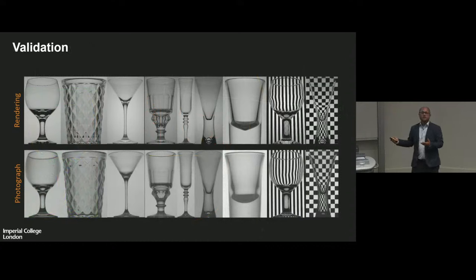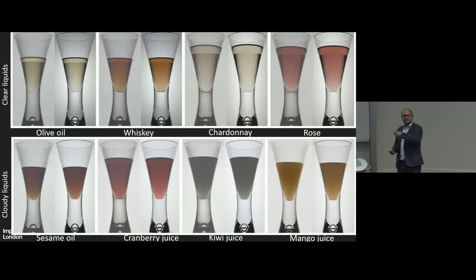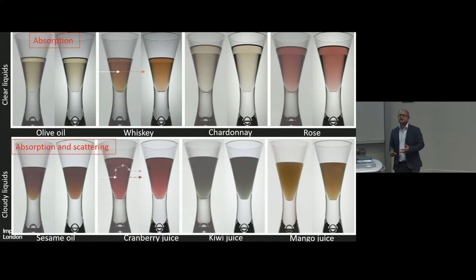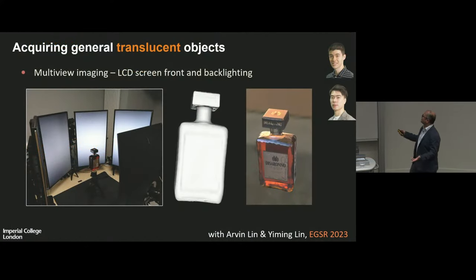Once this converges, hopefully you can see that the renderings of the virtual objects on the top row are a close match to the photographs of the actual objects in the bottom row, which tells you we did, hopefully, a pretty good job of digitizing this object. We can also do this with glass objects containing liquids, where you have two types of liquids: clear ones, which only do absorption, and cloudy ones that do both absorption and scattering. Even then, there is enough information in the single view imaging for you to do the inverse estimation of all of the parameters to produce renderings on the right that are hopefully a good match to photographs on the left.